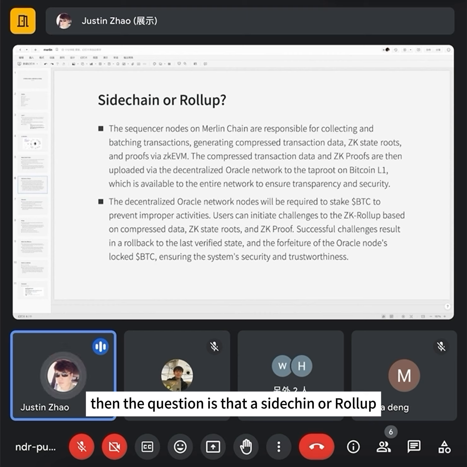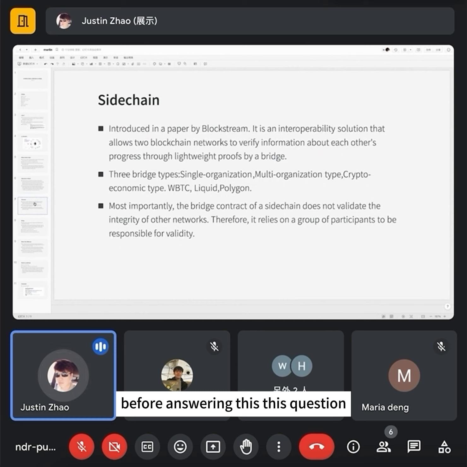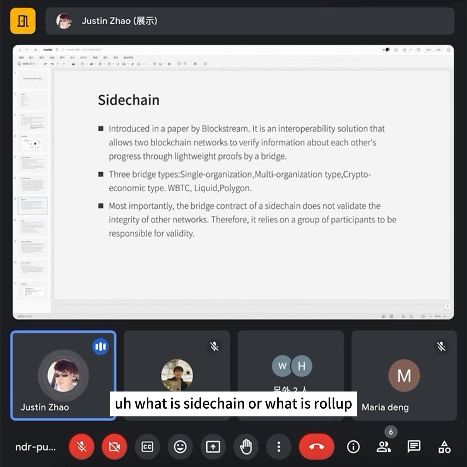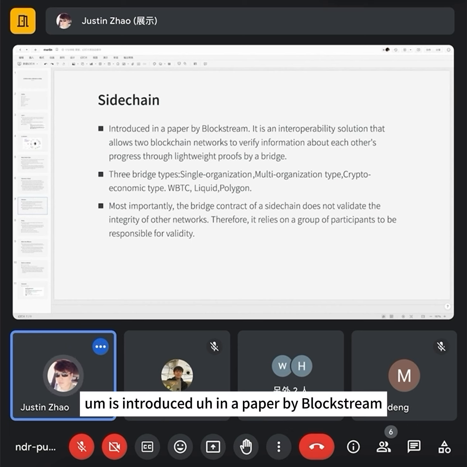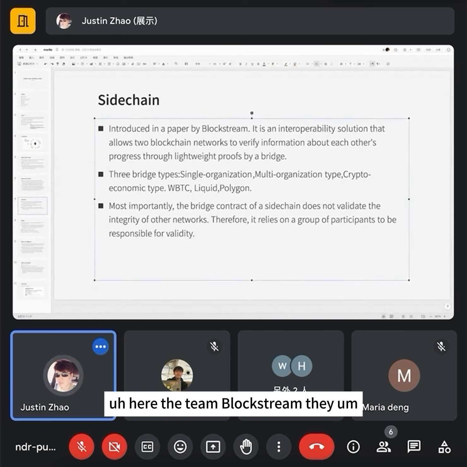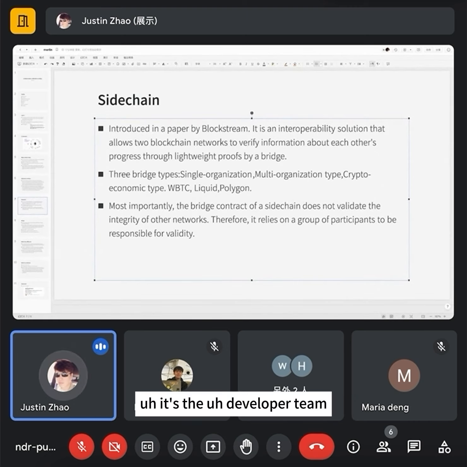Merlin chain. Then the question: is it a sidechain or a rollup? Before answering this question, we need to know what a sidechain is, what a rollup is, and what the difference is. So what is a sidechain? What's the definition? This term sidechain was introduced in a paper by Blockstream. The team Blockstream is the developer team.